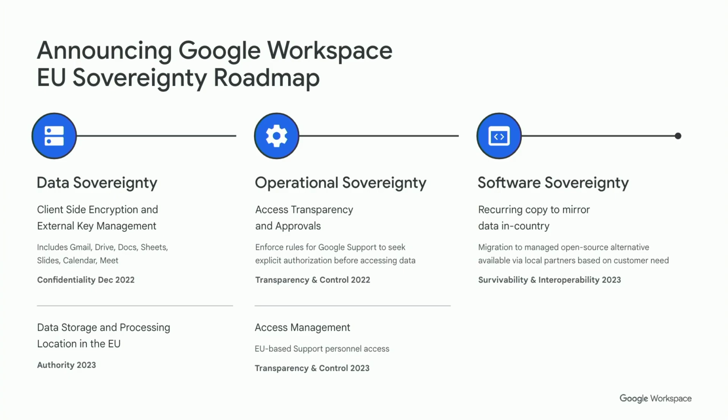Client-side encryption is already generally available for Drive, Docs, Sheets, Slides, and Meet, with Gmail and Calendar coming by the end of this year. We're building upon data regions for these applications with enhanced coverage for storage and in-region processing in the EU coming in 2023.